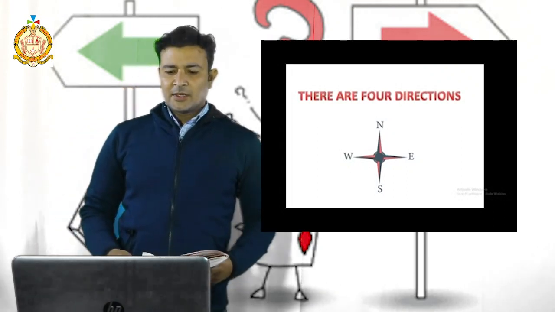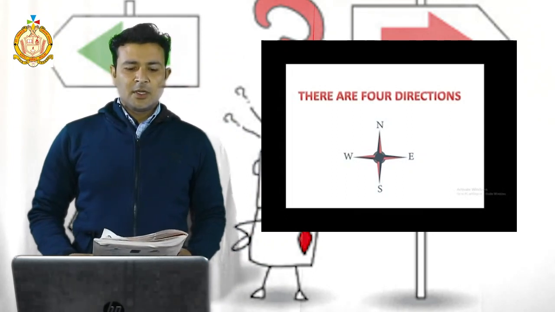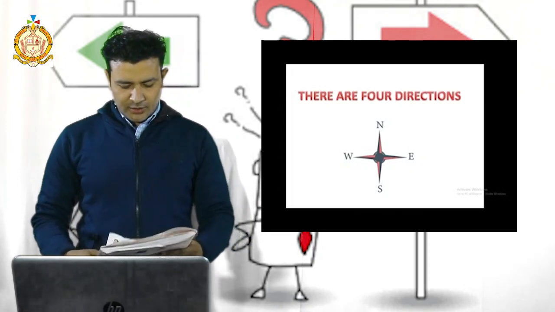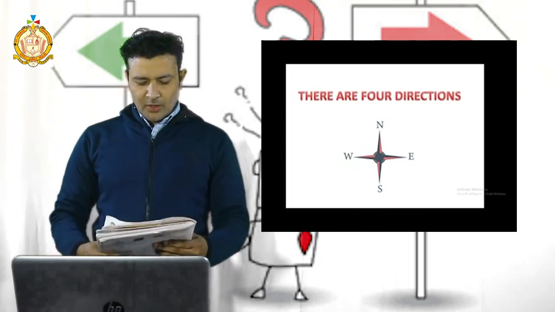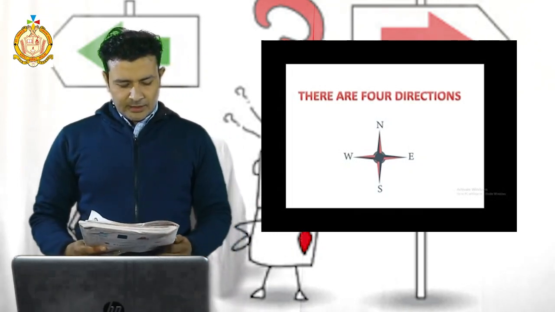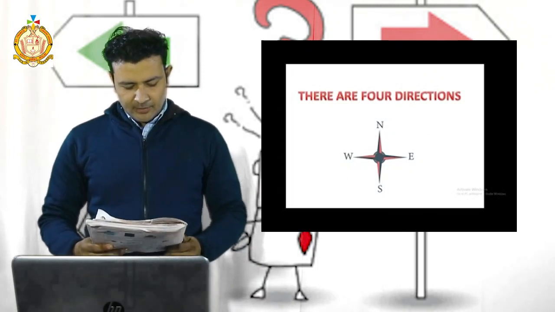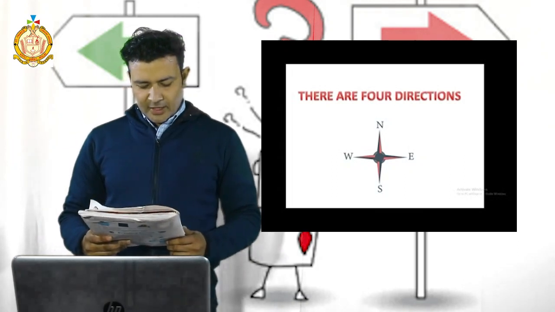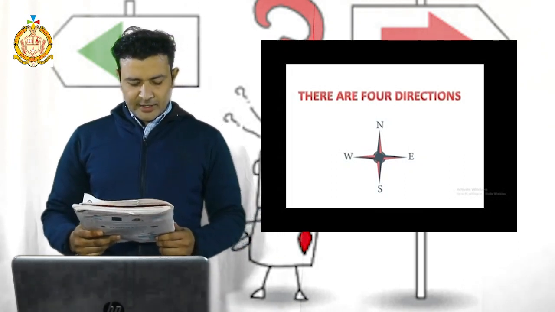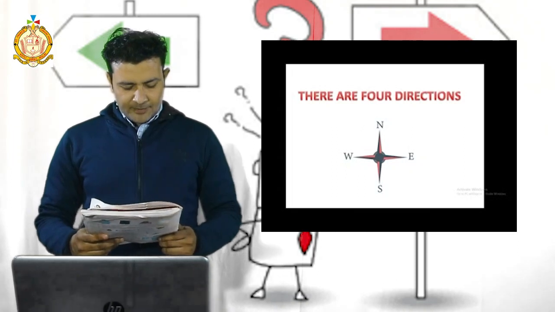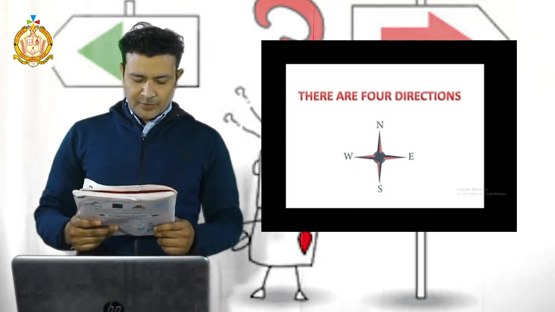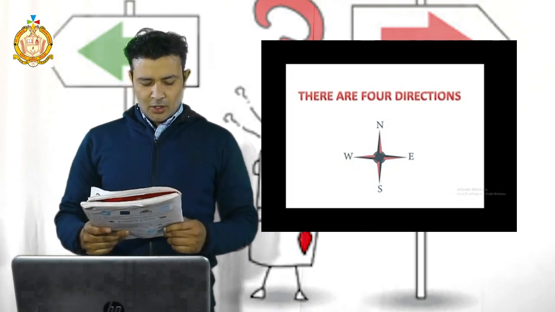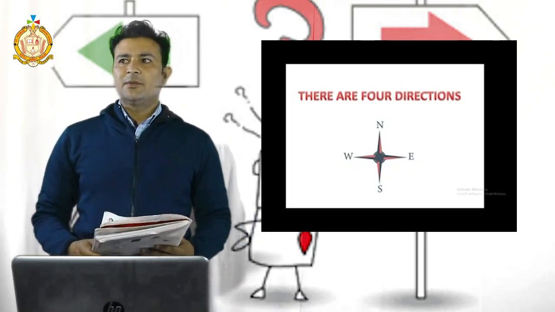Okay, first of all, there are four directions. First is north, west, east, and south. In your book, there is one boy. It is fun time. In this fun time picture activity, we used left, right, behind, and front. These words indicate directions. They help us to tell the position of a place or thing around us. Directions help us to find our way easily.